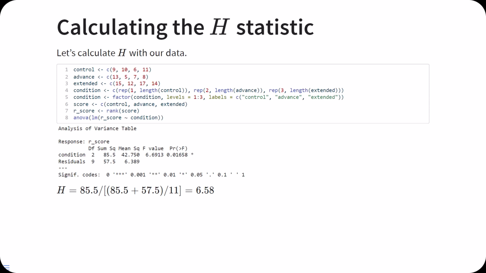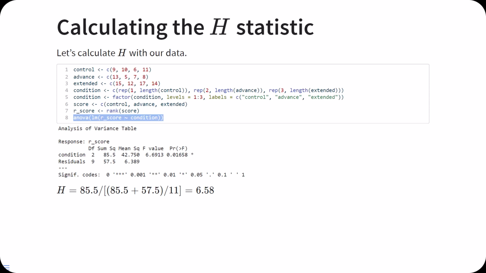Here's our control condition with scores of 9, 10, 6, and 11, our advanced condition with scores of 13, 5, 7, and 8, and our extended condition with scores of 15, 12, 17, and 14. Here on line 5, I am creating a condition factor for each of the 3 conditions. Here on line 6, I am combining the scores so that on line 7, I can rank those combinations of scores. On line 8, I'm then running a linear model and getting the analysis of variance table out of that model. That is for the purpose of being able to extract the individual sums of squares.